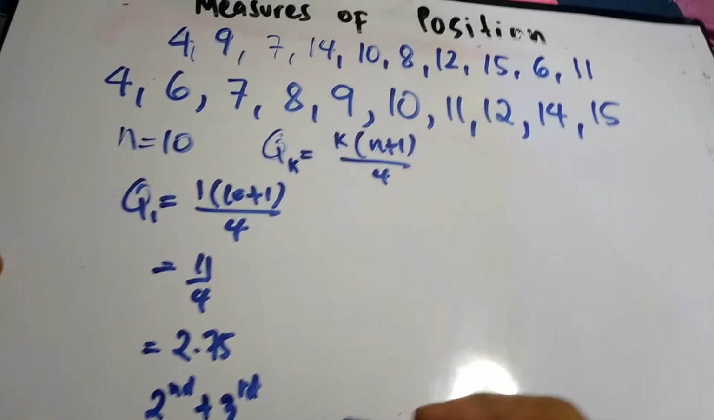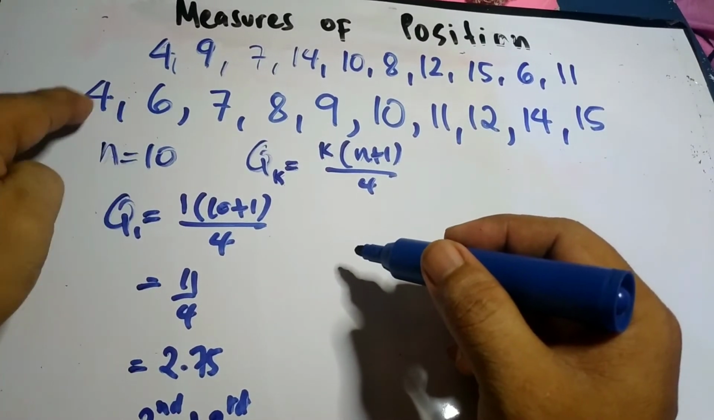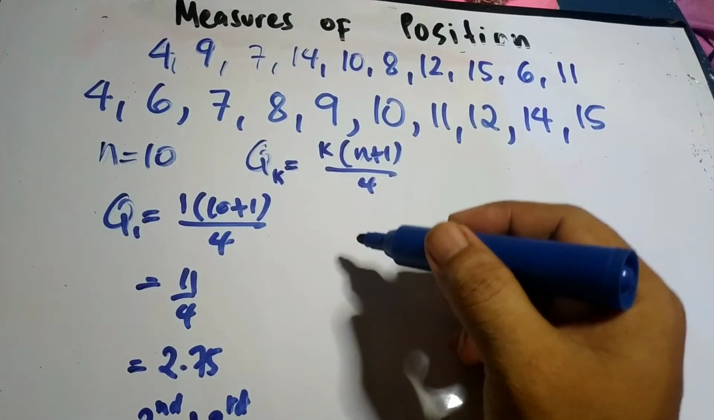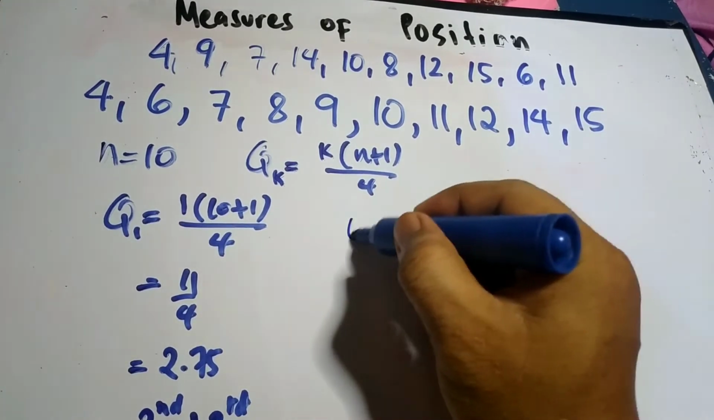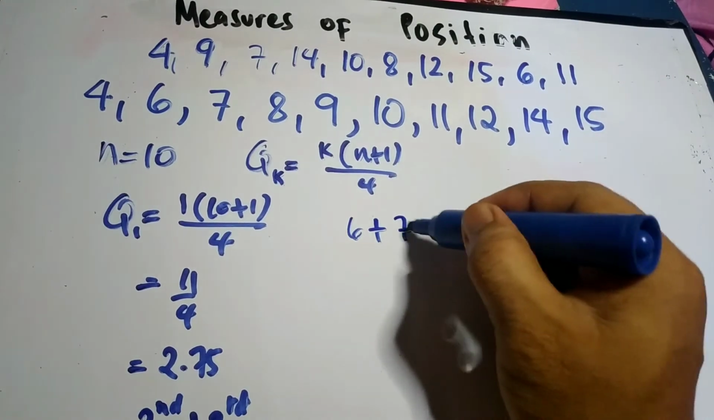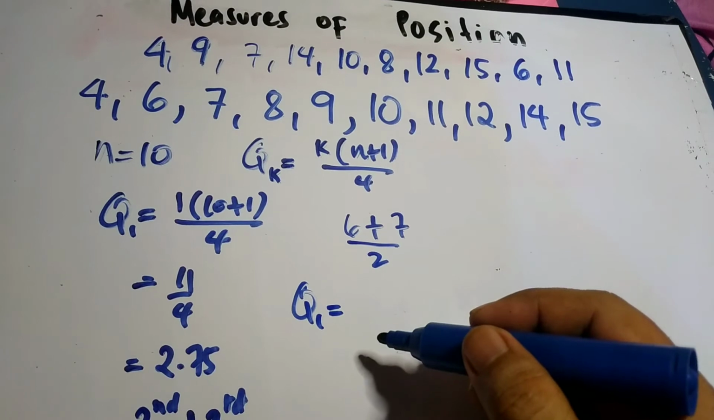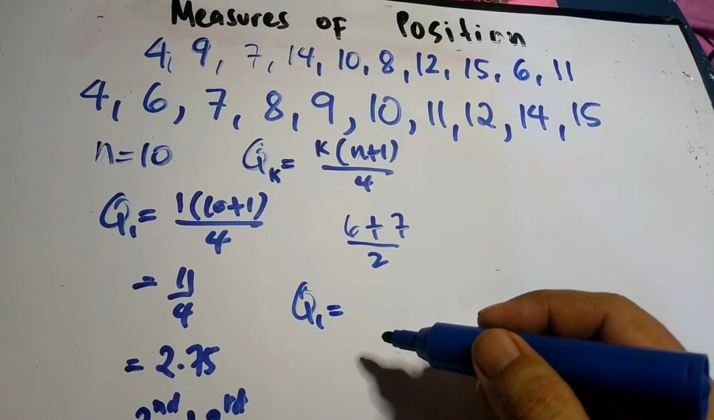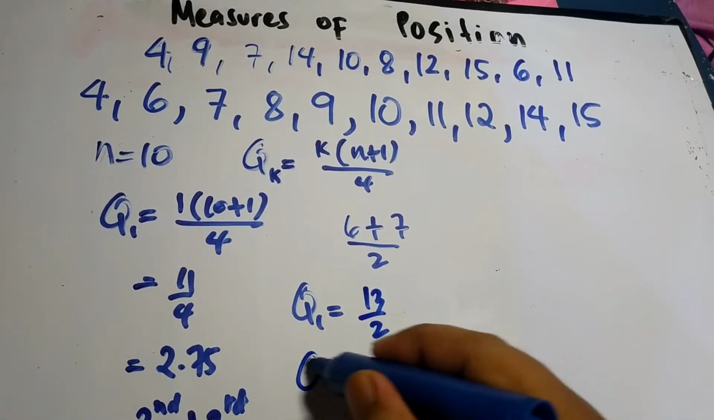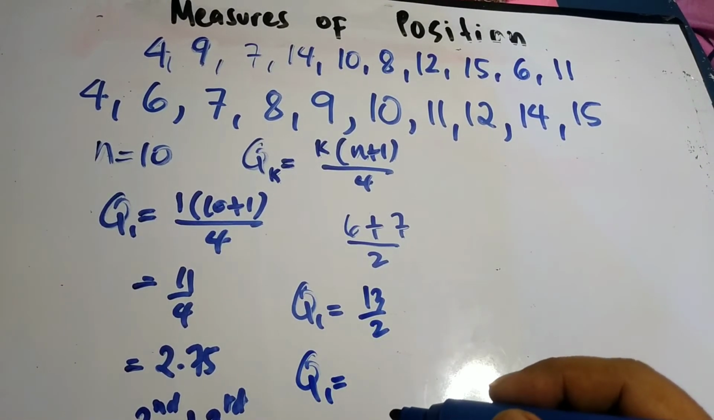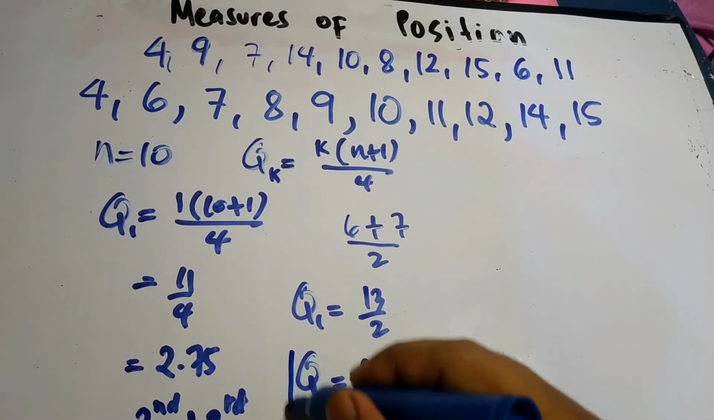So lagyan na natin dito. Ang ating second position is this one: 1, 2, and then 3. So we have the second position is 6, plus the third position is 7. Then divide by 2 natin para makuha natin si Q1. Kapag inadd natin yung 6 at saka si 7, we have 13 divided by 2. So ang ating Q1 is 13 divided by 2, so this is 6.5. Ito po yung ating Q1.